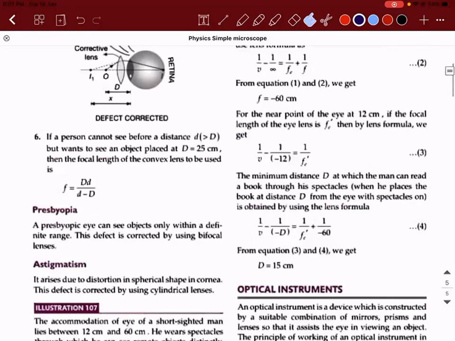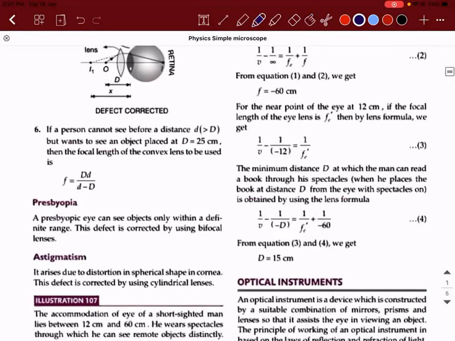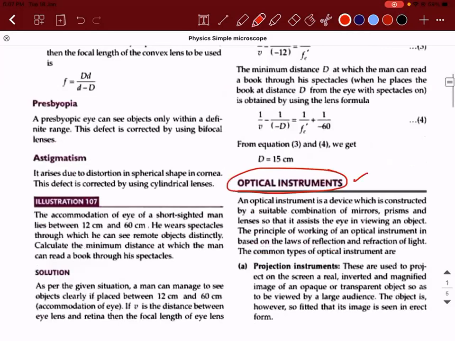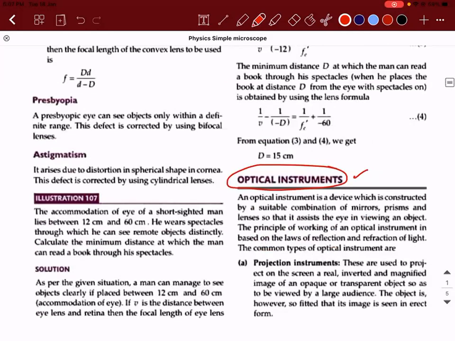So today our topic of discussion is going to be the last part of this chapter, which is optical instruments. If you see the name of this chapter, it is ray optics and optical instruments, right? Yes, sir. So the last part that we are going to concentrate upon is optical instruments.